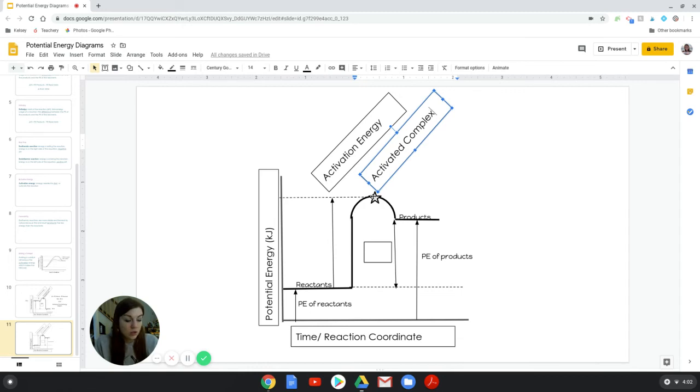And then once the reaction is over, we have our products. And that means that this right here is still delta H. It's just in this case, our delta H is a little bit different.